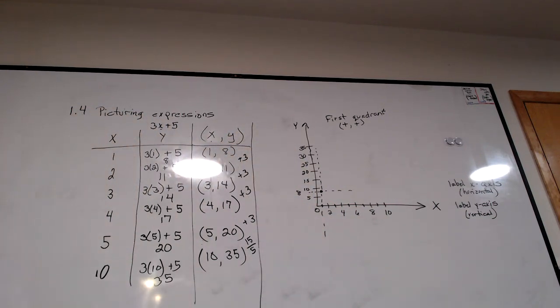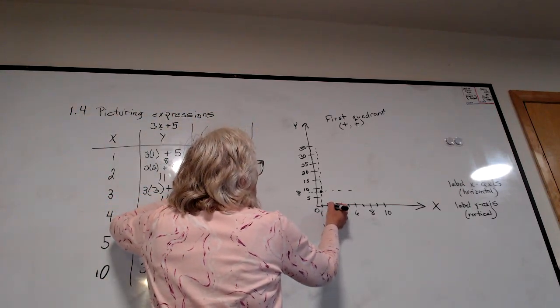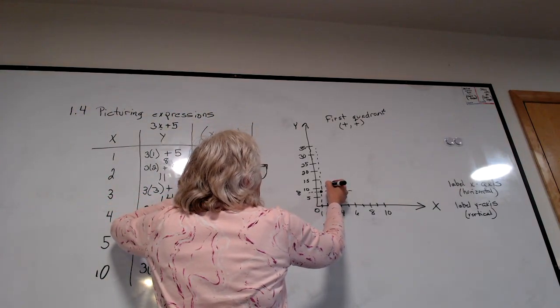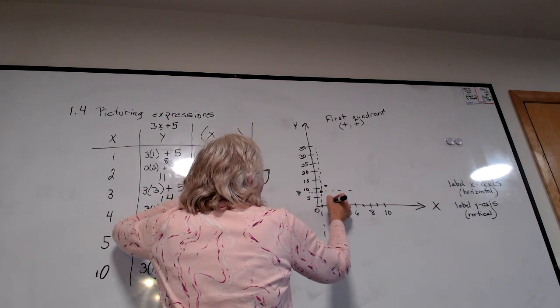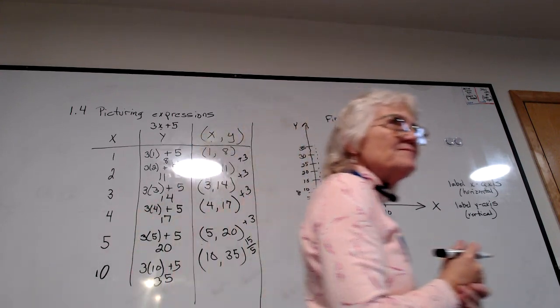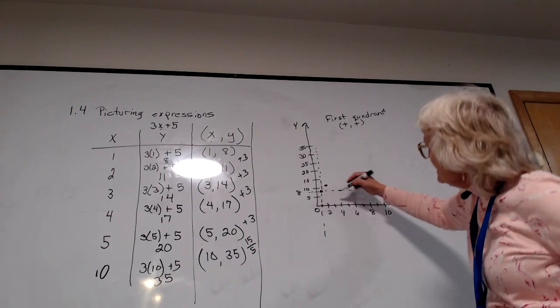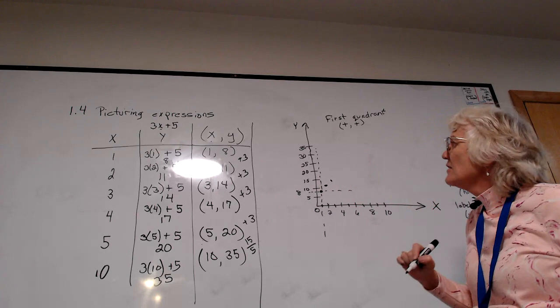So the x tells you to go in the horizontal direction, how many steps. The y tells you how many steps to go in the vertical direction. Okay. So here, 2, 11. Here's 2. Here's 11, right about here. So I'm going to plot that point right there, because it's over 2 and up 11, and that's where I want to plot it. Okay. 3, 14. 3 is here. 14 is right under 15, so it's going to be right about there.